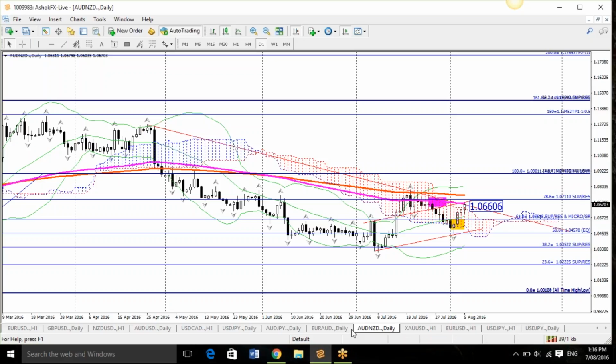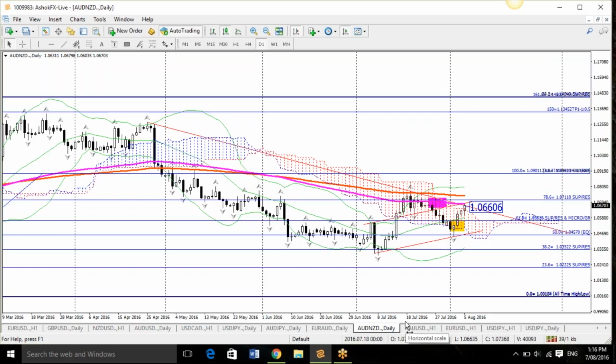So I will keep an eye on dollar yen, Aussie yen, and Aussie New Zealand in the coming days. That would be my concern.